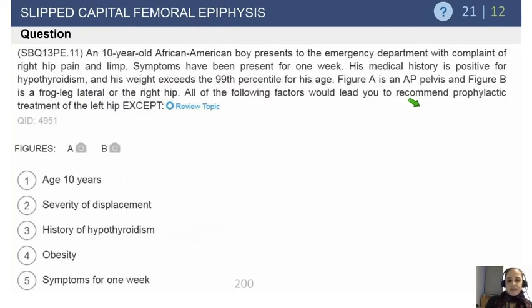All right, so our next question. We have a 10-year-old African-American boy who has right hip pain with symptoms for 1 week. And again, he's an obese patient. So here are our images.